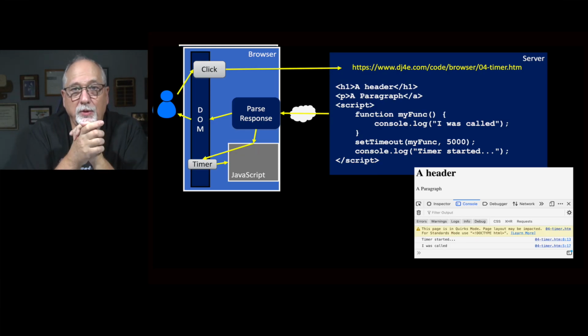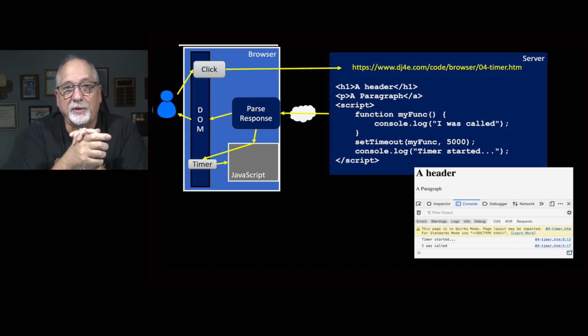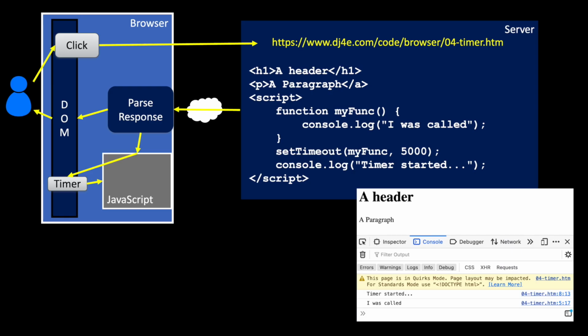Another way to run the code is as the result of a timer. So here we have a page, it's got an H1, it's got a P tag, and it's got some script. And that's all part of the parsing of the response. Now the script basically runs and it says define a function called myFunc that says console log "I was called" when it's called later, and then setTimeout myFunc 5000.